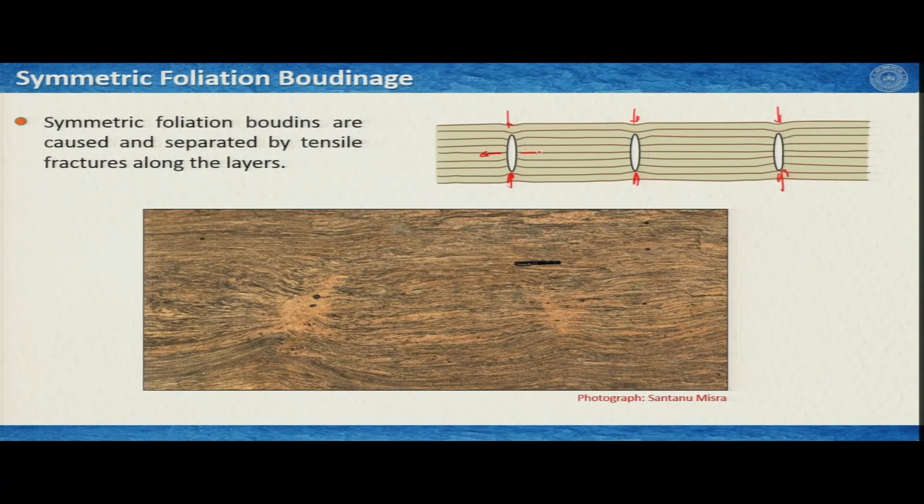So, it is only separation by tensile fractures, and if that happens, then this is a symmetric foliation boudinage, as you can see here. So, you see that these layers, this packet of layers here, got boudinaged, and this is the tensile fracture that it has developed, right. So, there is no apparent slip along this, or no visible slip between this segment and this segment and this segment, and therefore, this is a symmetric type of foliation boudinage.